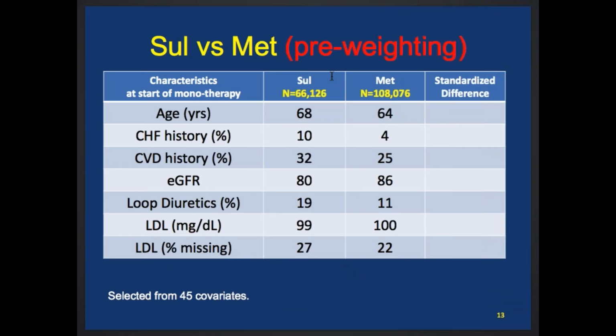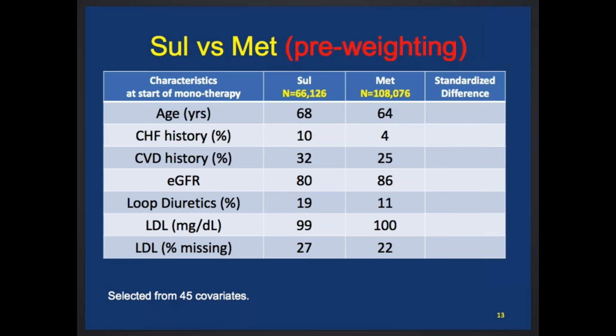We see that among our 66,000 SOL users, our mean age was 68 versus only 64 years in our MET users. They had a higher prevalence of CHF history, 10% versus 4%, a higher prevalence of CVD history, 32% versus 25%. So pretty much along the lines, things that we would think would be predictive of CHF are looking worse in the SOL group versus the MET group, with the exception of, say, LDL, which was pretty balanced on average, though not observed as frequently in the SOL group. That LDL was missing 27% versus 22%.